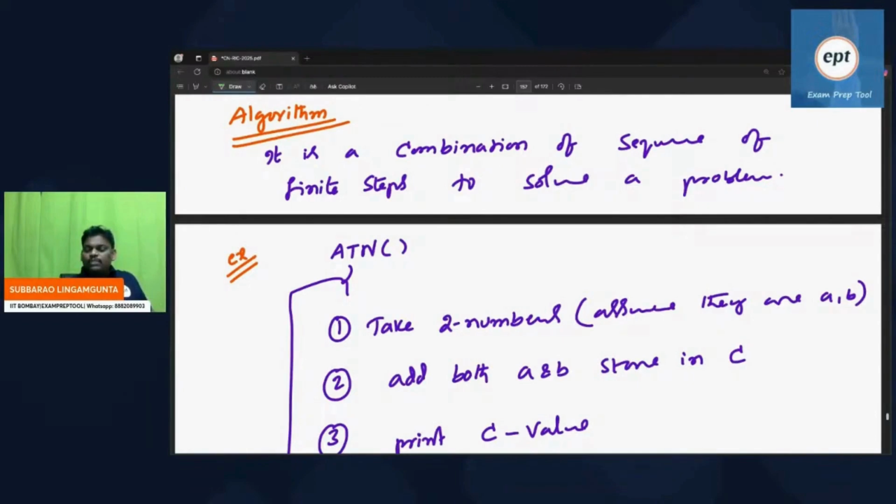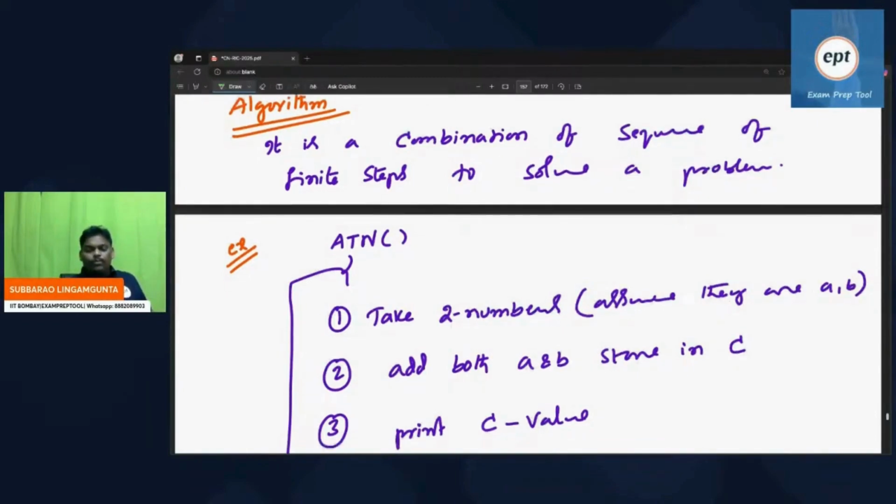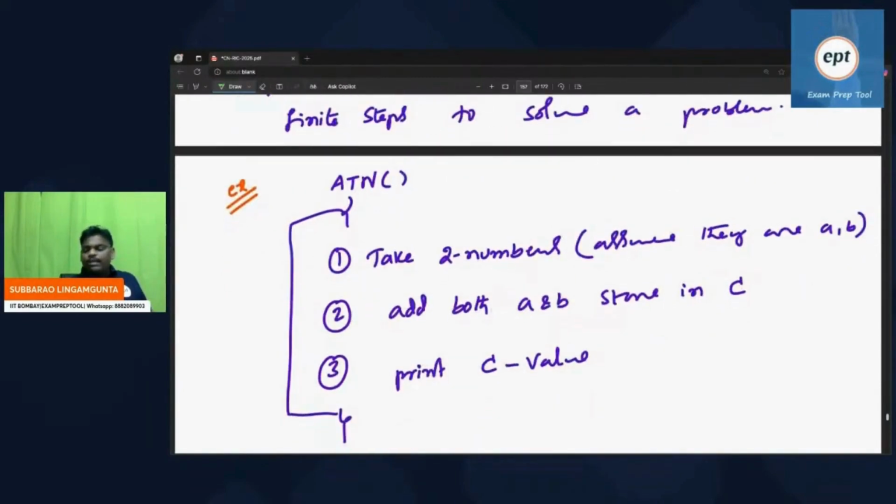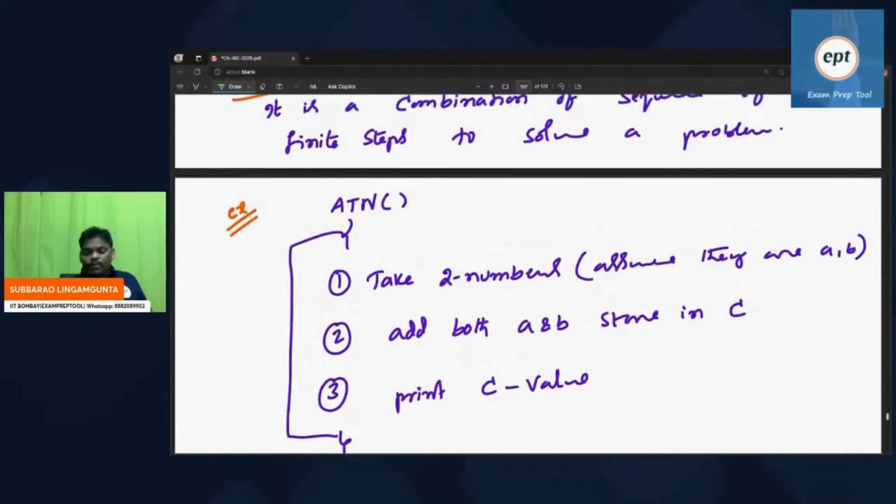It is a combination of a sequence of finite steps to solve a problem. I wrote the program also. Now everyone try to understand. How many steps does this algorithm contain? Remember, every line is one step. If I want to say it another way, some work is there, a little bit of work. Make it one statement, so this is the first step. Some work, it is also some work. Every work is nothing but one step.